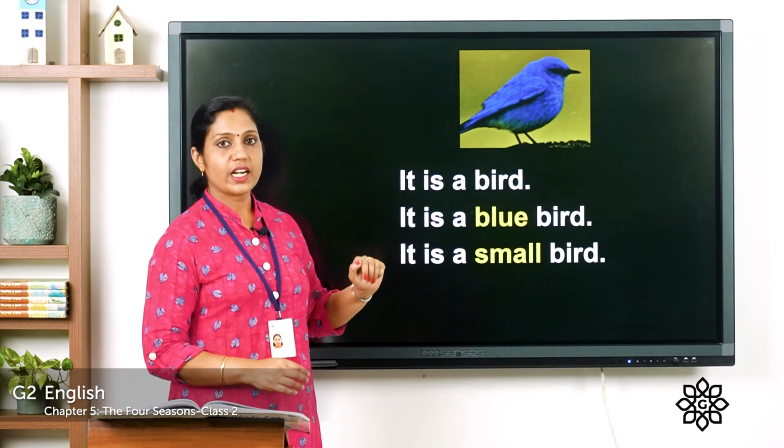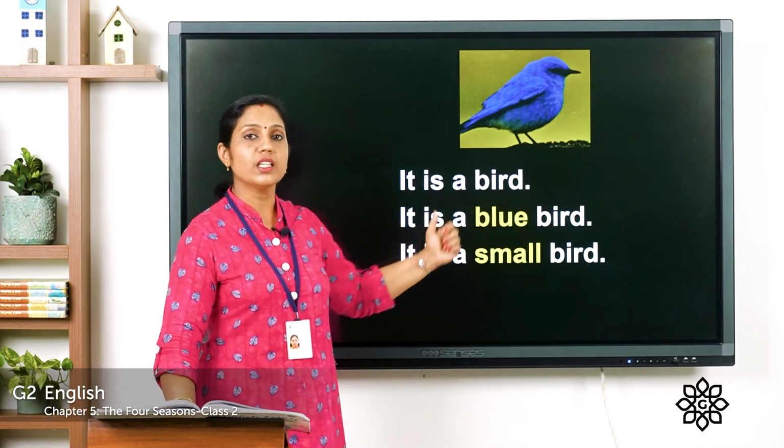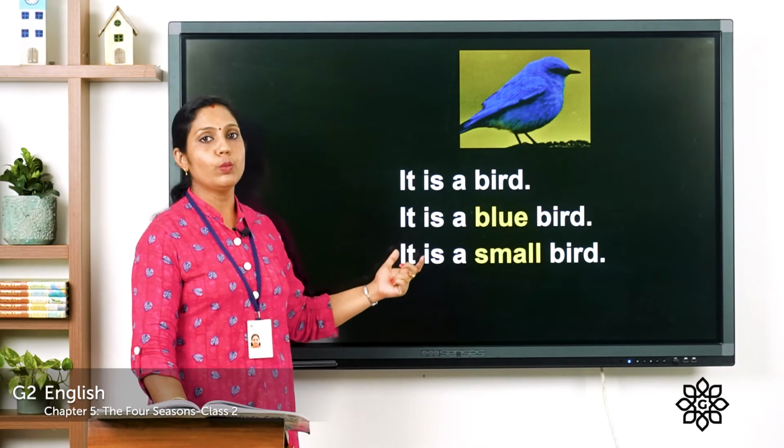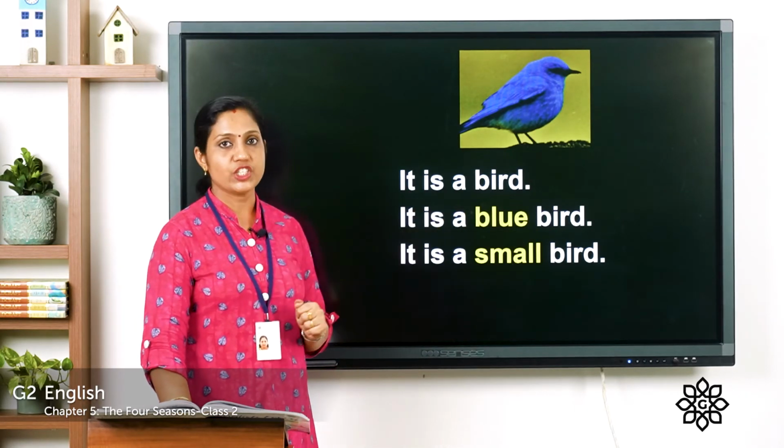So how can we describe a bird? It is a blue bird. Here the bird is described as a blue bird. Blue is the color of the bird. So here, blue is the adjective.